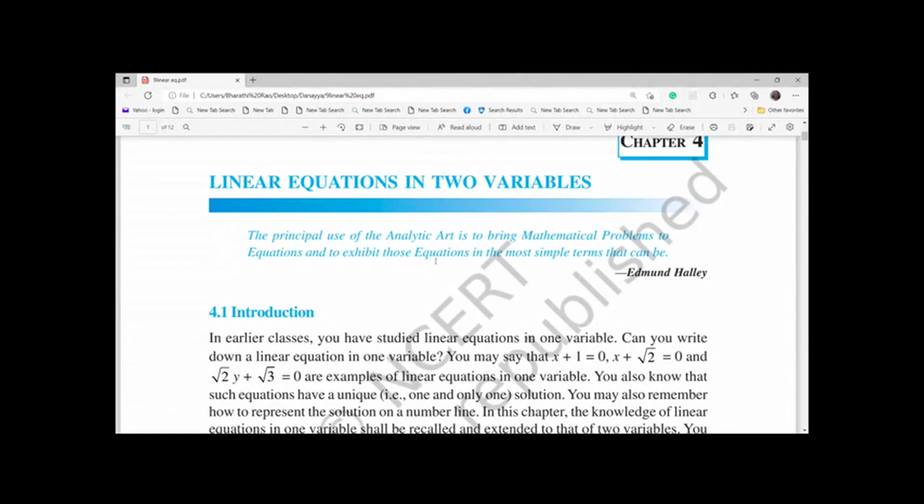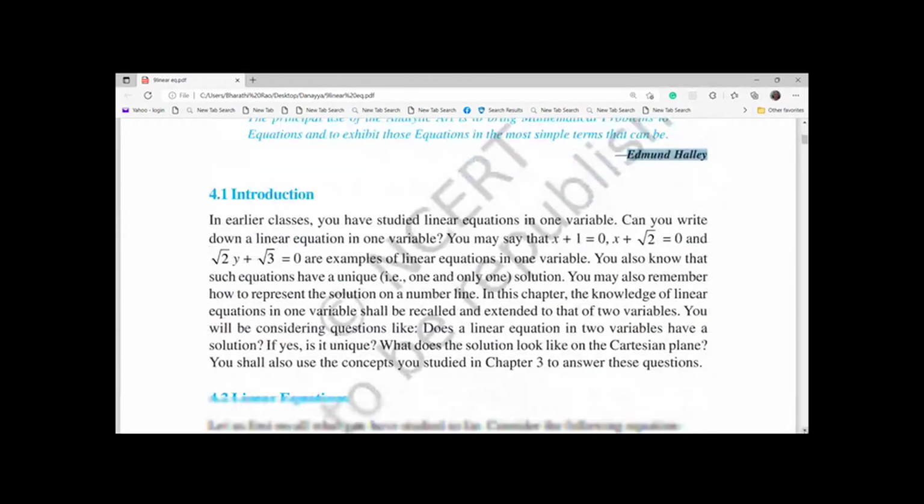Now, you can see that the principal use of analytic art is to bring mathematical problems to equations and to exhibit those equations in the most simple terms that can be given, by Edmund Halley. In real life, we use equations in a number of situations. Everything is equations. In any situation, if you reduce that situation into an equation, it becomes easy to calculate and find the solution.